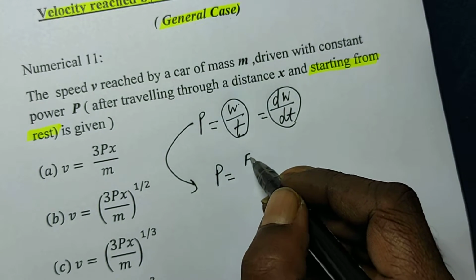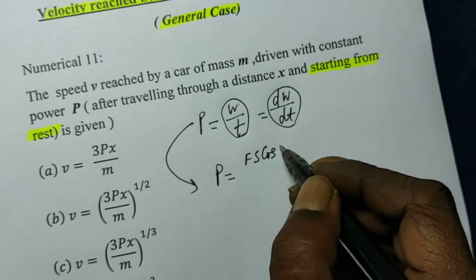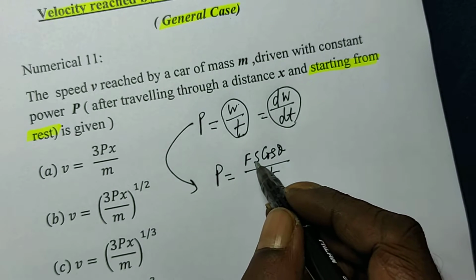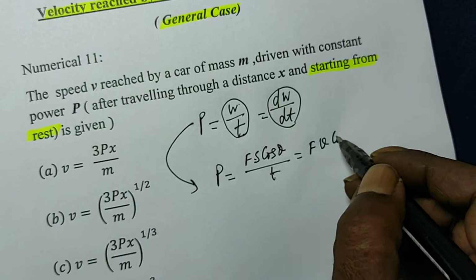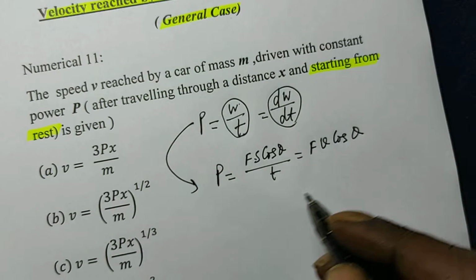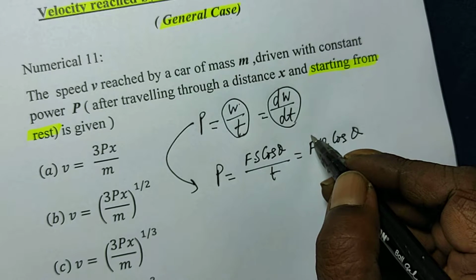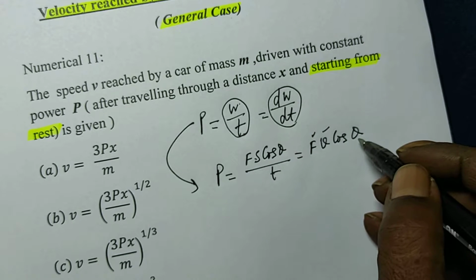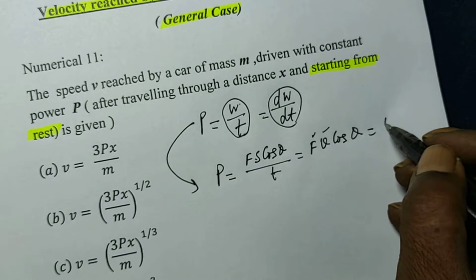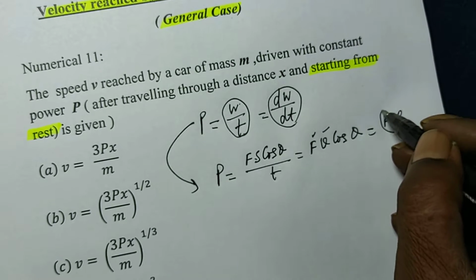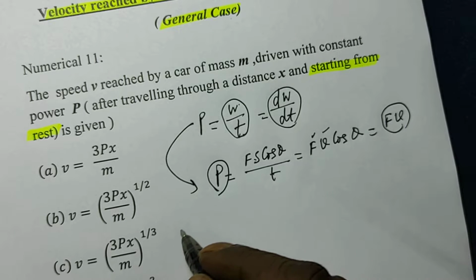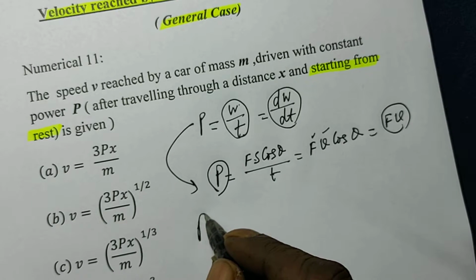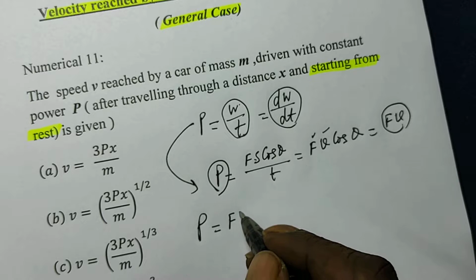Now, write it this way. Work done, that is equal to F s cos theta over T. S over T is velocity, that is F v cos theta. So if the angle between F and V is 0, cos 0 is 1, so this becomes F times V, which is your power. So now your P is equal to F times V.